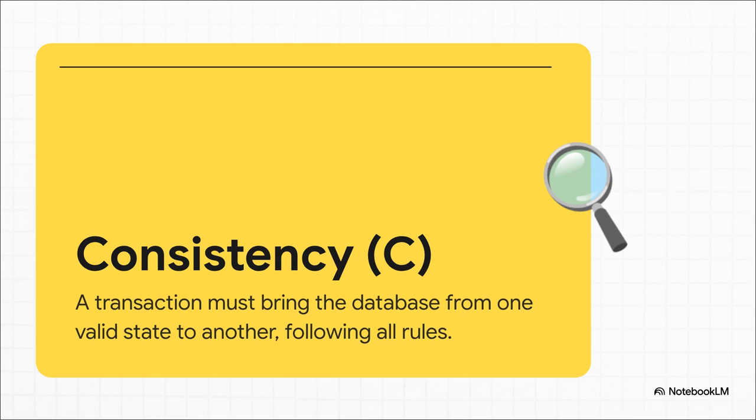Next is C for consistency. This is the rule keeper of the group. It makes sure that any transaction respects all the rules of the system. For example, a bank might have a rule that an account balance can't go below 0. Well, consistency guarantees that no transaction will ever be allowed to break that rule. The data always has to be in a valid, logical state.